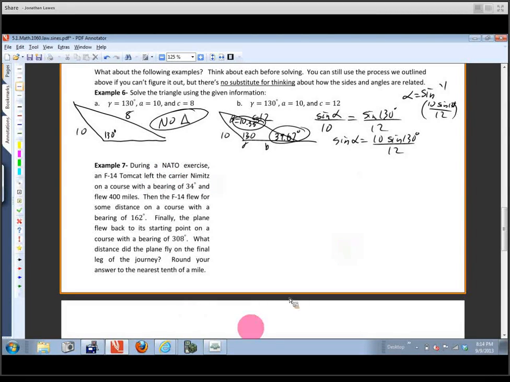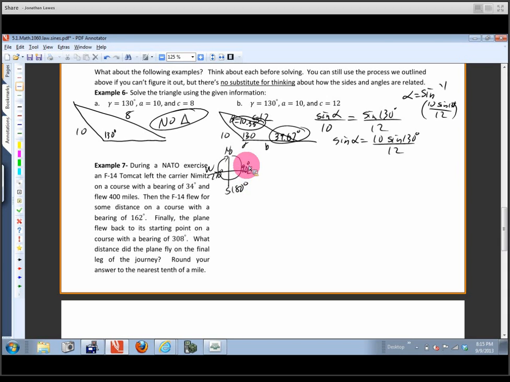Okay? So it says during a NATO exercise, if you don't know what NATO is, you probably ought to look it up, an F-14 Tomcat, so a jet fighter, left a carrier on a course with a bearing of 34 degrees. So we've got to understand that when pilots and ships navigate, north is 0 degrees, and they do it backwards from what we do in trig. Okay, they go in a clockwise direction. So if I say I'm heading with a bearing of 90, I'm heading due east. 180 is due south, and 270 is due west. And then we can keep track of our direction, again, always from north and going clockwise.